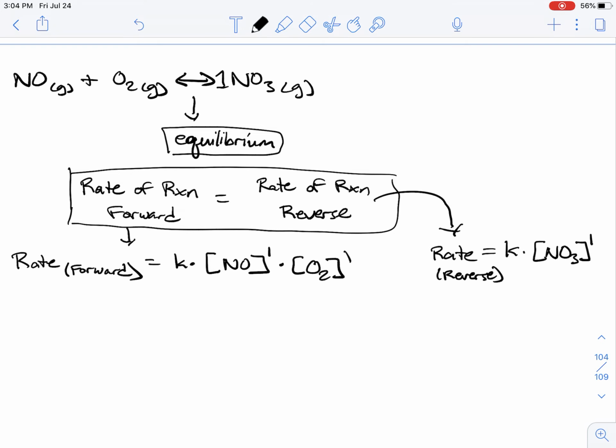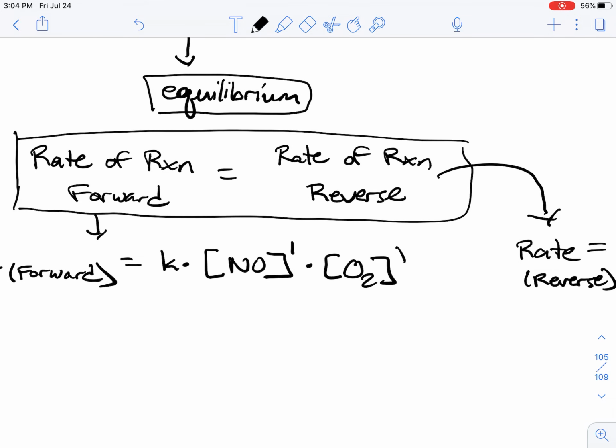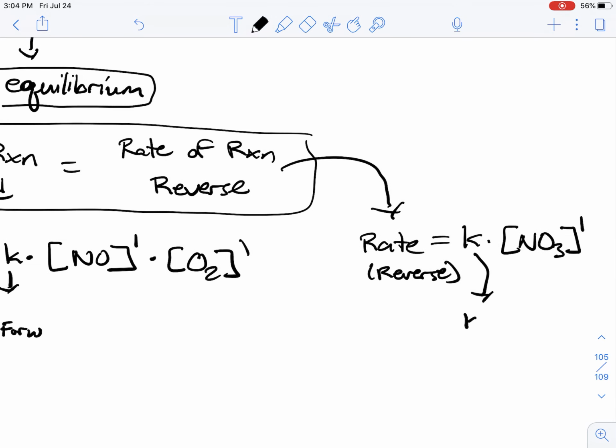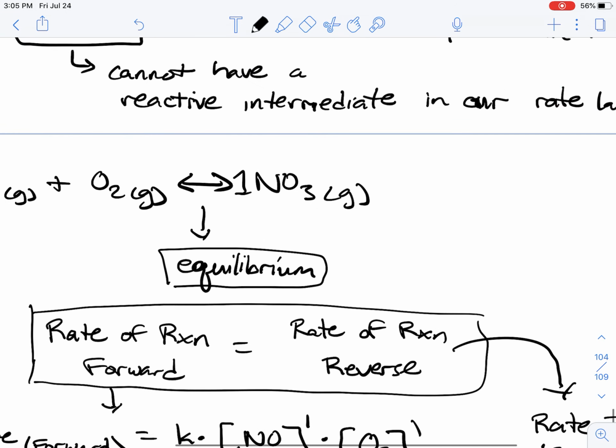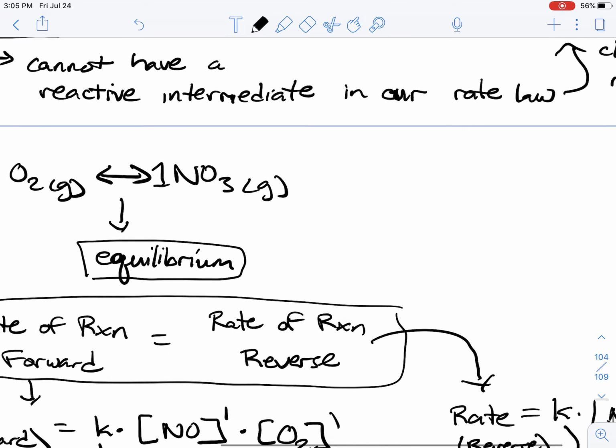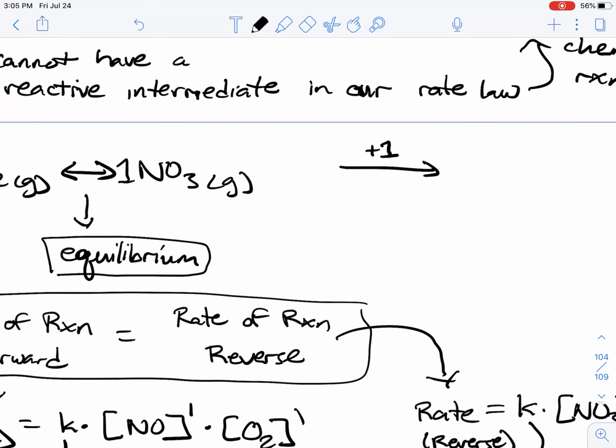And so these individual rate constants, I should expand it just a little bit more. So this K represents the rate constant of the forward direction, and this rate constant represents the reverse direction. Now, instead of saying forward and reverse, one way that you guys can represent forward and reverse is 1 and -1. And so if you have +1, that's representing something that's going in the forward direction. And if you have -1, that's representing something that's going in the reverse direction.